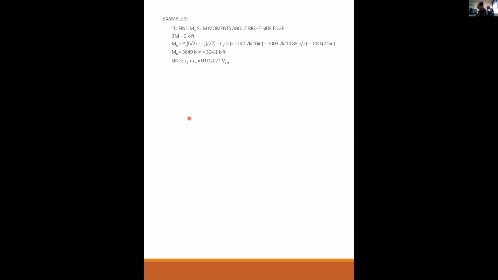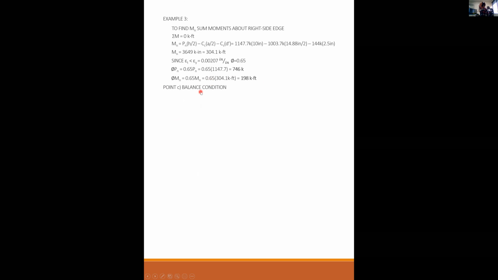Since epsilon_t is equal to 0, which is less than epsilon_y, then phi is still 0.65. So phi Pn is 0.65 Pn. So 0.65 times 1147.7 is 746 kips. Phi Mn is 0.65 times Mn, or 0.65 times 304.1 kip-feet, is 198 kip-feet. Okay, so that was point B.